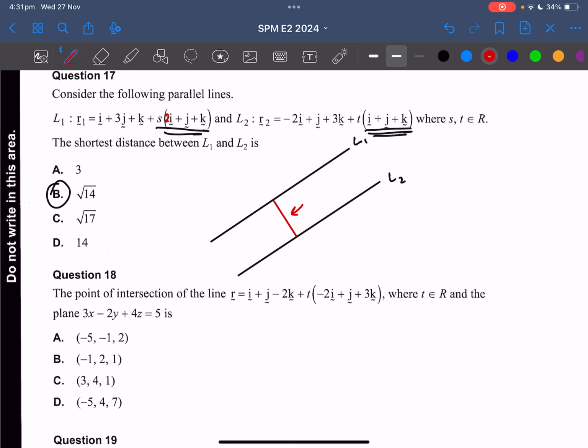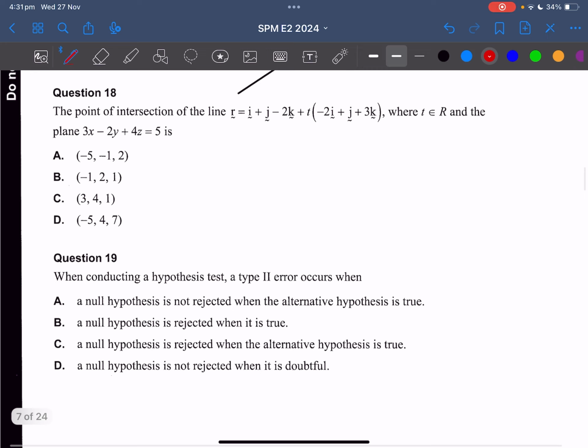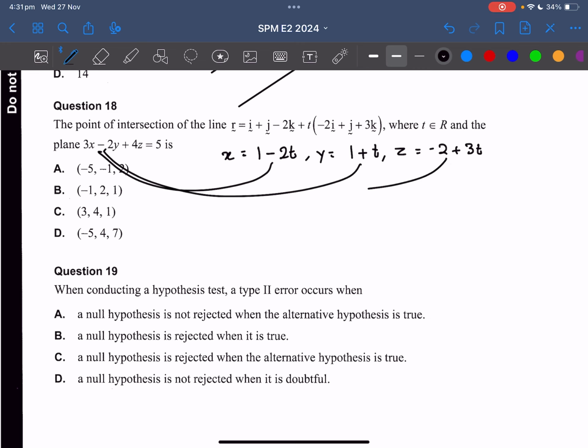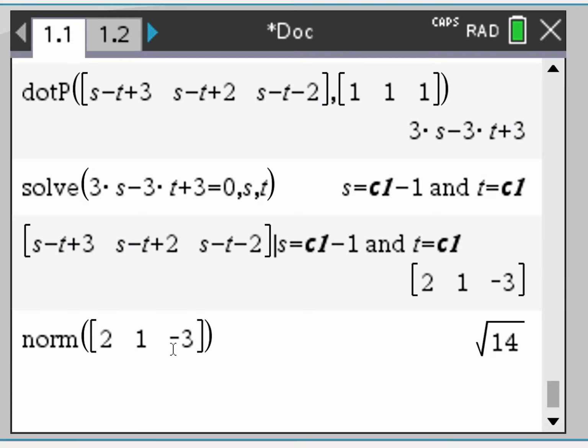Okay? So question number 18. The point of intersection of the line this, where t equals to that, and the plane this is. Okay, well, so our x would be 1 minus 2t, our y would be 1 plus t, and our z would be minus 2 plus 3t. Now we just have to substitute that here, and then we'll find the value of t, and then of course we'll find the point of intersection. Let's do that real quick.